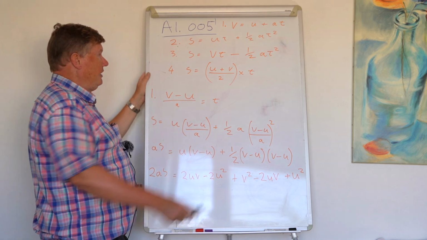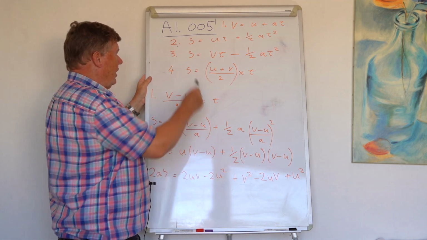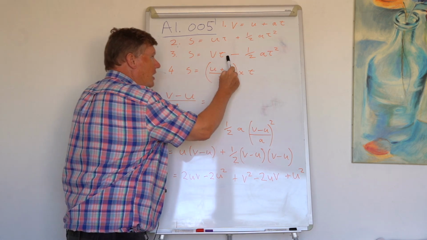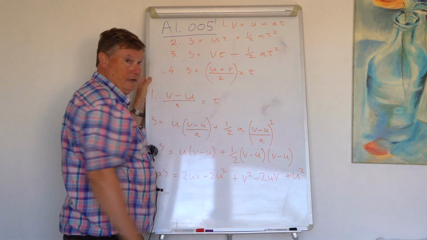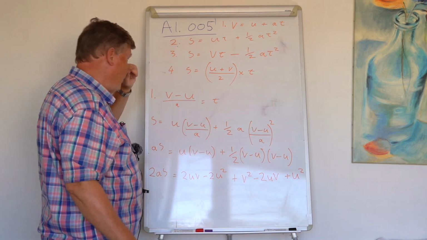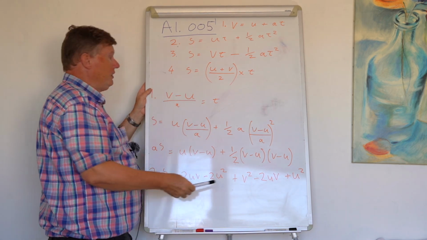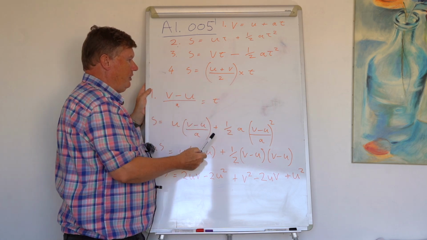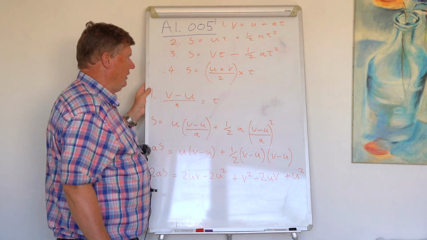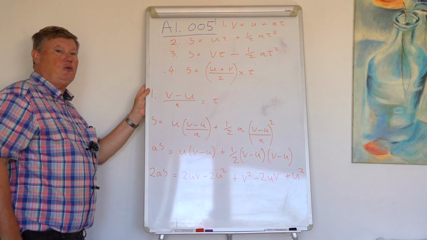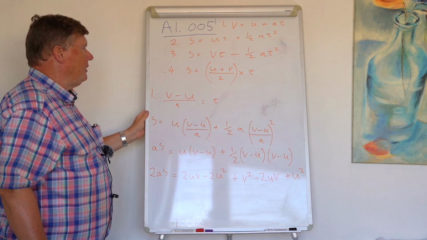Another way of looking at it, instead of using u, we can actually say that s is vt, take away that little triangle. So that's 1, 2, 3. Number 4 is straightforward. Displacement is average velocity times time. Easy peasy. Now number 5, the last one, is much trickier and is simply derived.